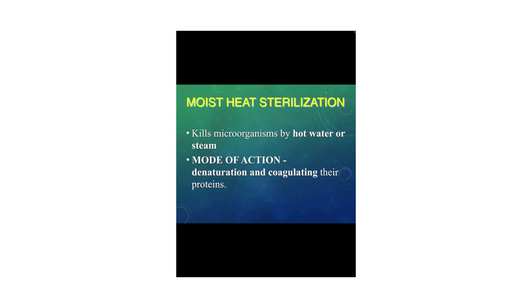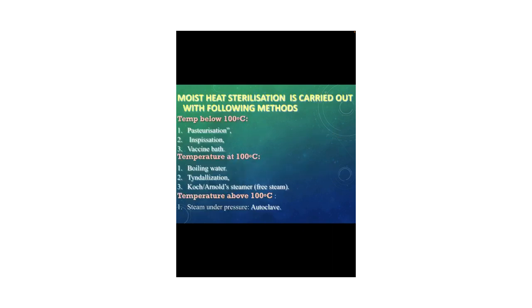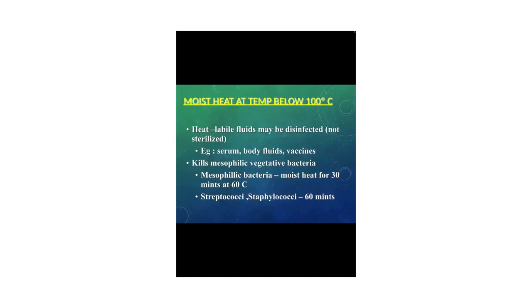Then the moist heat method. The moist heat method kills organisms by hot air or steam. It is also called steam under pressure. Its mode of action is denaturing and coagulating proteins, and it has high penetrating power. Moist heat sterilization is carried out by several methods: temperature below 100, temperature at 100, and temperature above 100. In temperature below 100, pasteurization, inspissation, and vaccine bath are there. At temperature 100, boiling water, tyndallization, and Koch's steamer. Temperature above 100 degrees Celsius, important in dentistry, is the autoclave.